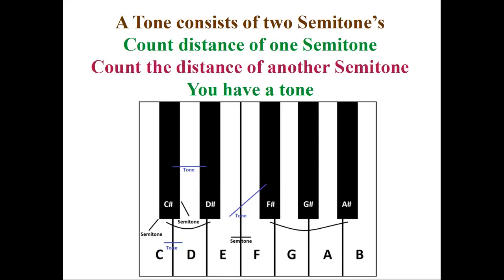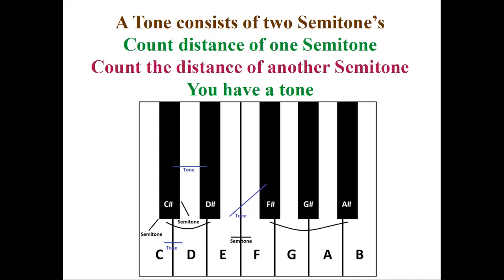Now let's look at a tone. A tone consists of 2 semitones. You count the distance of 1 semitone, then you count the distance of another semitone, and you have a tone. So let's have a look at that. If you look at the keyboard again, on the left-hand side, we go all the way down to C. And if we went from C up to C sharp, that is a semitone. And if we then went from C sharp to D, that is another semitone. And therefore, C to D is a tone.